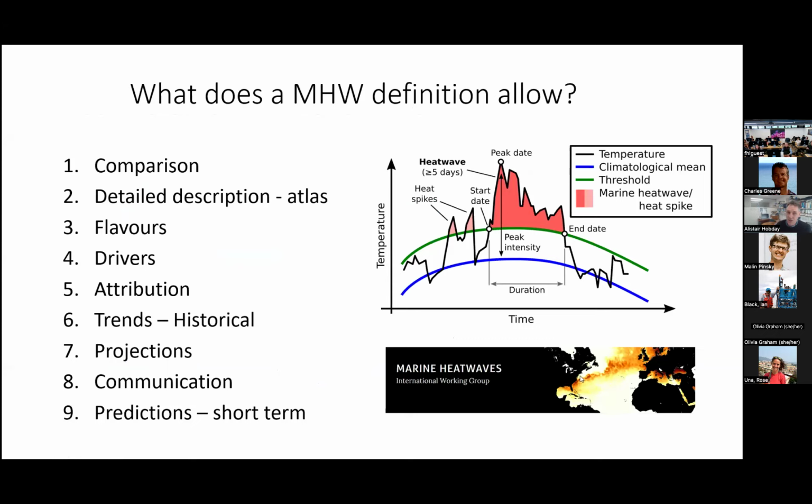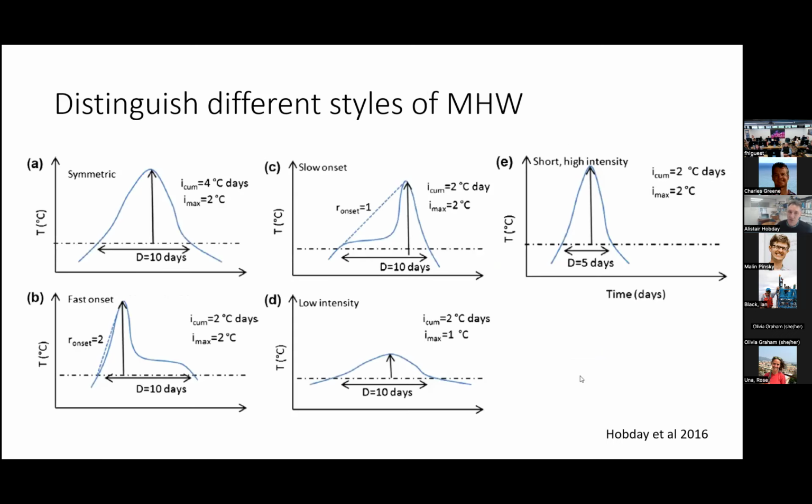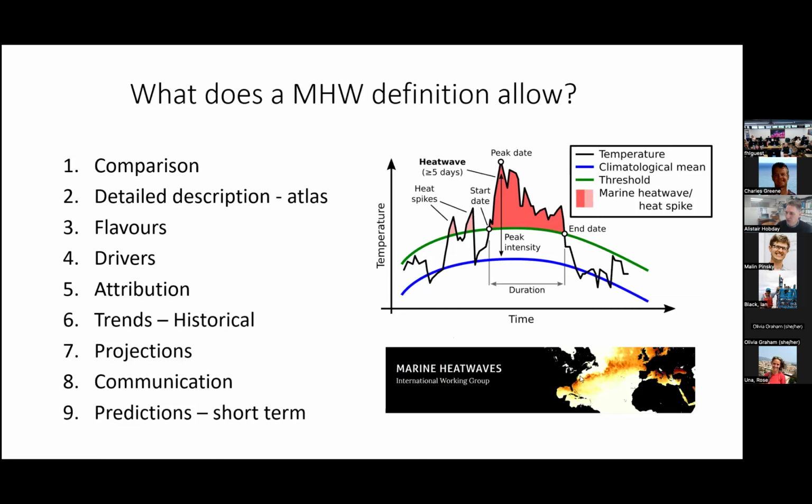It allows you to do detailed description of events in an area, and scientists have now produced atlases of marine heat waves in different parts of the ocean. It lets you look at the flavors of marine heat waves, and the flavors were just what I showed you here, an example of 5 different types of marine heat wave that can be distinguished. You can look at the drivers of marine heat waves based on their definition. You can attribute marine heat waves to climate change, for example, or natural variability. You're able to look at trends in historical data or in projections.